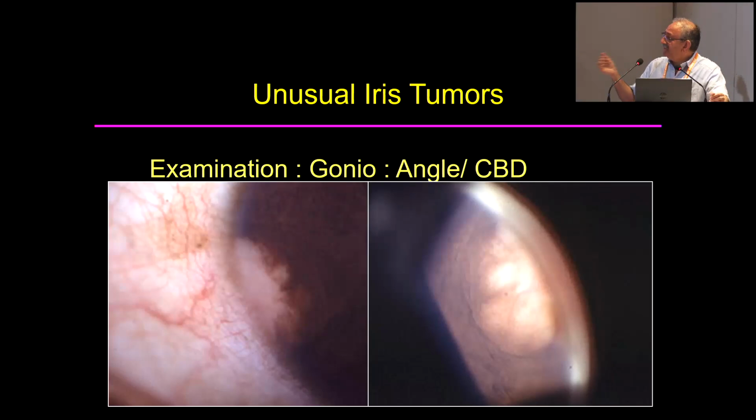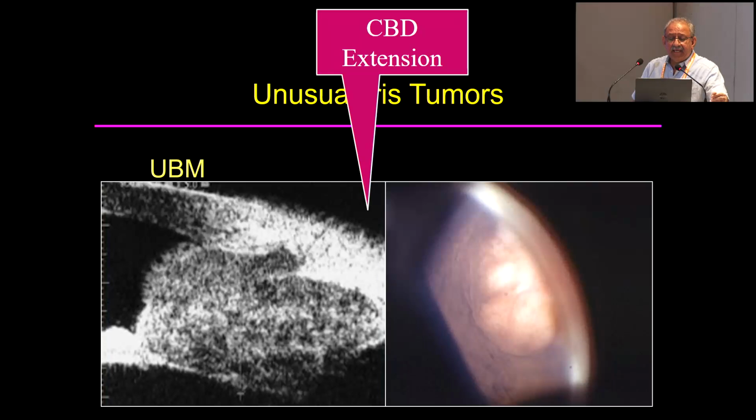So you did gonio, and you think it's in the angle, or certainly at the root of the ciliary body, and you did UBM. You can see here that this tumor is trying to go outside its boundaries and entering the sclera. We can see that, right? You can all see that here, what I'm pointing out right there.